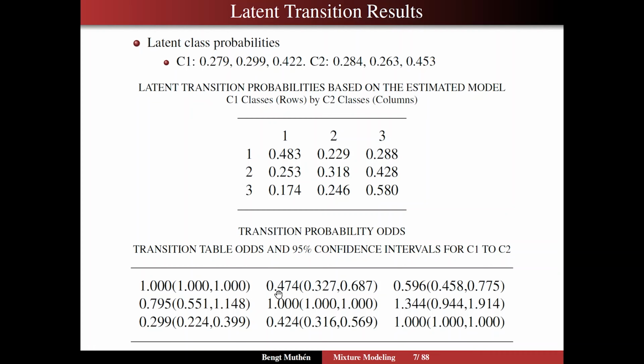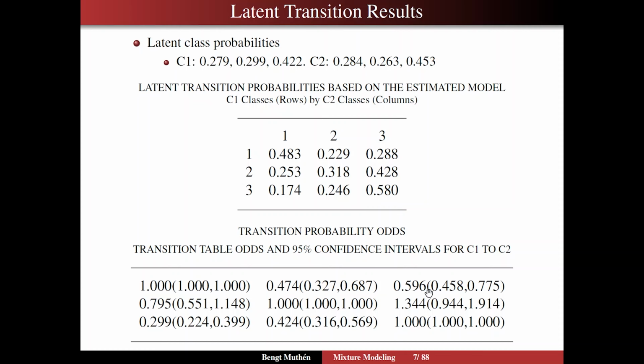And we see that that's less than 1. And we can look at the confidence interval, which takes into account non-symmetry, as it should. And so it's a non-symmetric confidence interval. And it does not include 1, which says that 0.474, that odds, is significantly less than 1. So it's significantly less than the 1 odds here, which says essentially that the probability of moving to class 2, 0.229, is significantly lower than 0.483 in the odds metric.